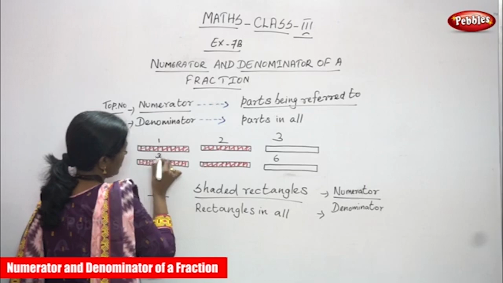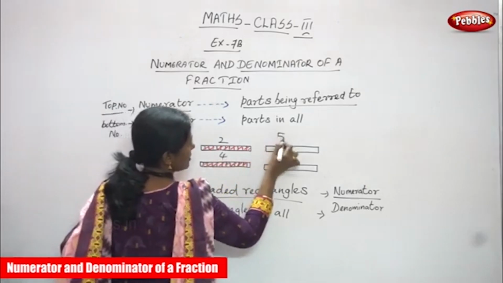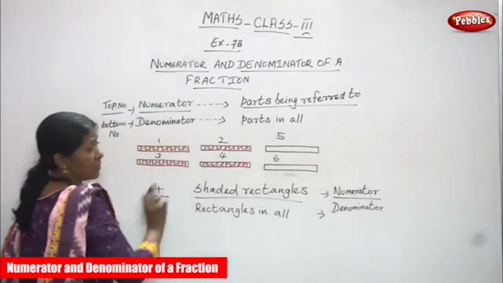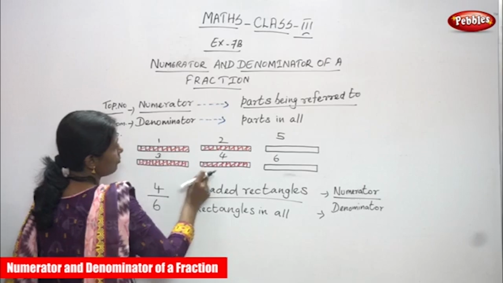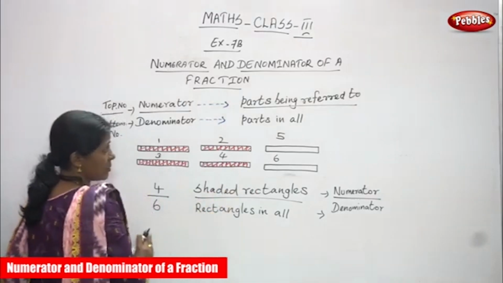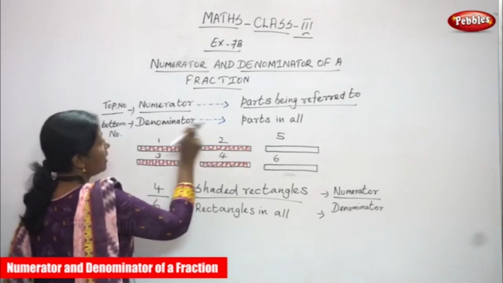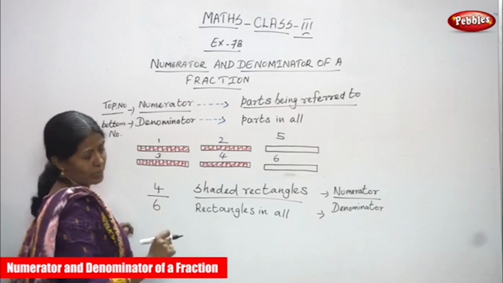That is 3, 4, here 5 and 6. Understood? I think you understand. So how many rectangles? 1, 2, 3, 4, 5, 6. Altogether 6 rectangles. The total number of rectangles is 6. That is called the parts in all, otherwise we can call it the denominator. The denominator is always the bottom number.